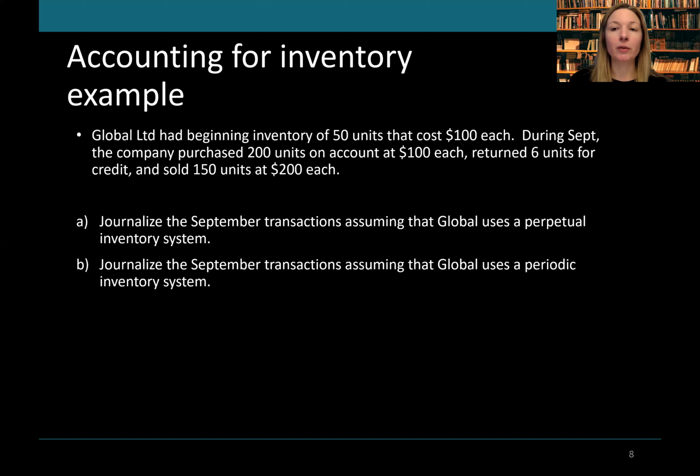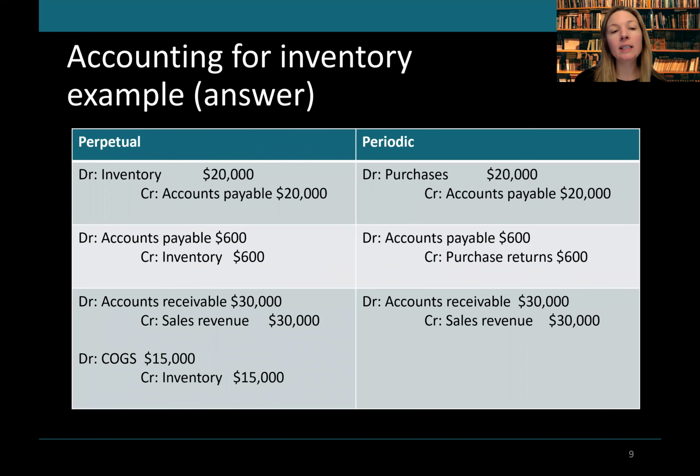Next, there's a return. So they're going to return 6 units for credit. So it's 6 units at $100 each. You can see that in both the perpetual and the periodic system, the debit is to accounts payable, because now we are getting a credit back. So the company that we're returning it to owes us the credit. That's the debit journal entry, which is a little bit confusing there. But the credit is the decrease to the assets on our statement of financial position.